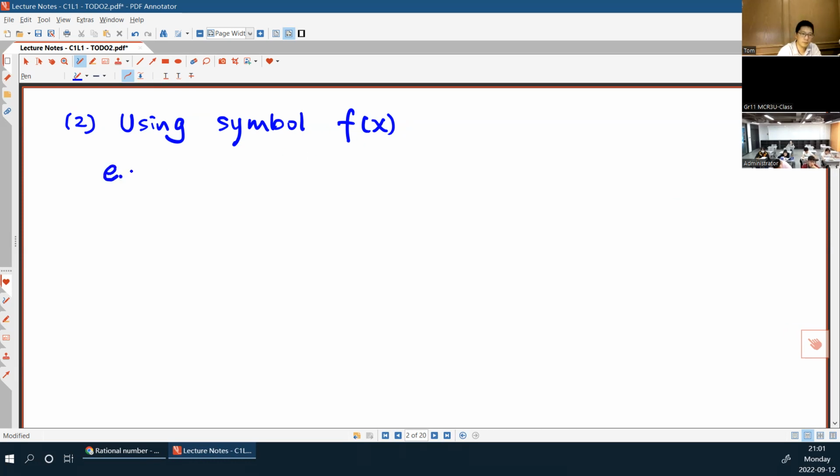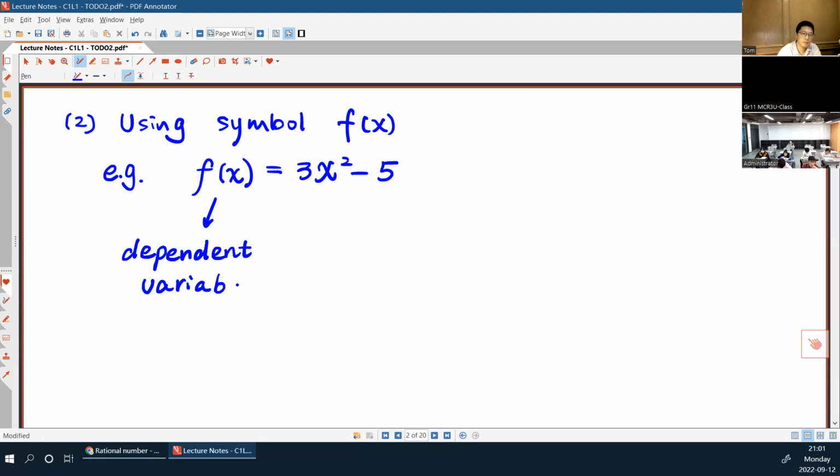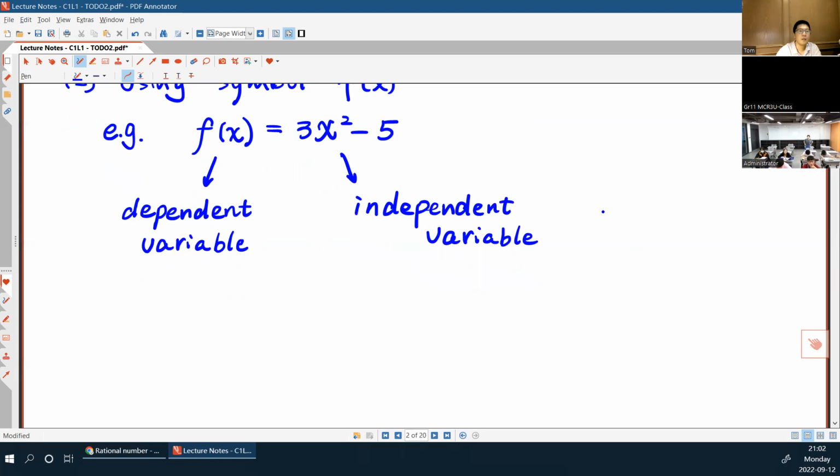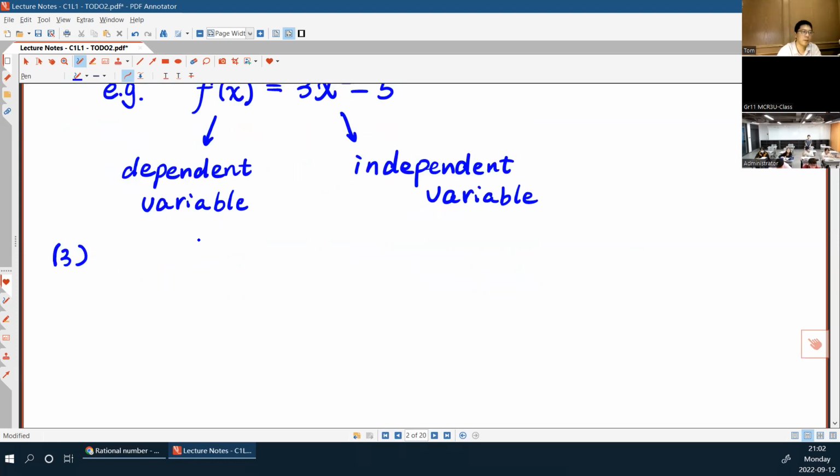For example, f(x) equals 3x minus 5. The f(x) here is called the dependent variable, and the x here is called the independent variable. This is also a notation of a function like f(x). Any questions? No? All right, the third type of notation is called a mapping notation. So we can also use a mapping notation to express a function relationship.